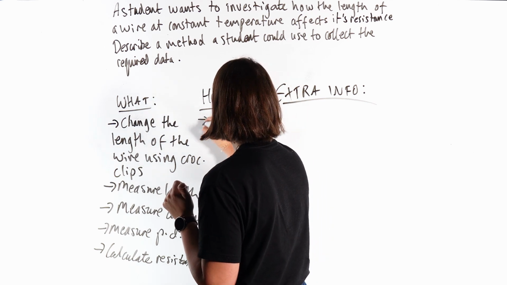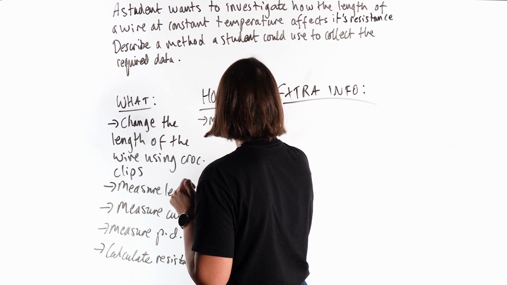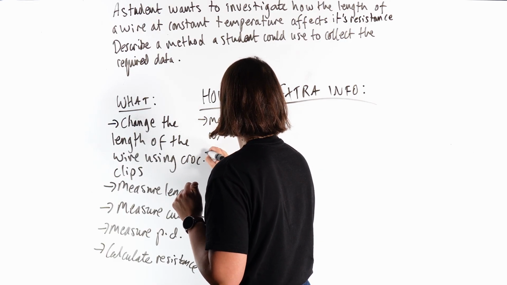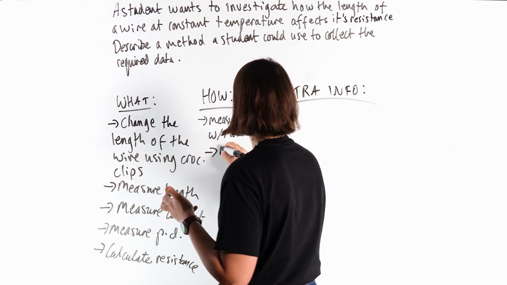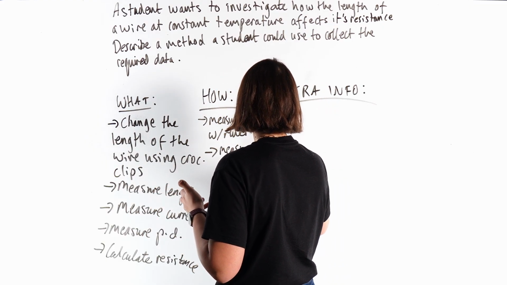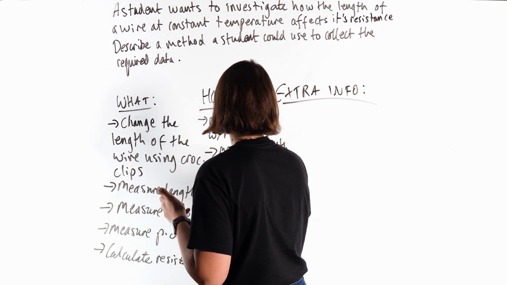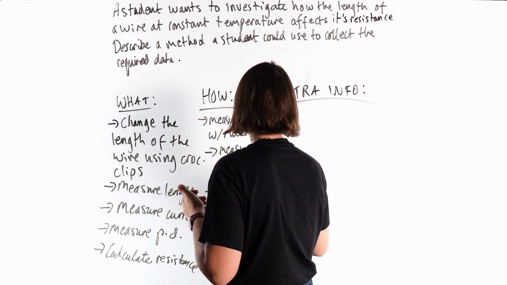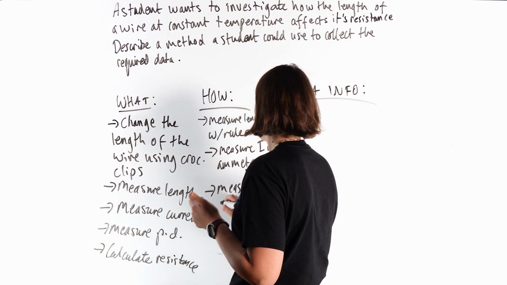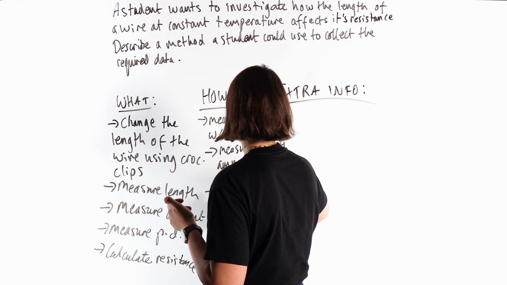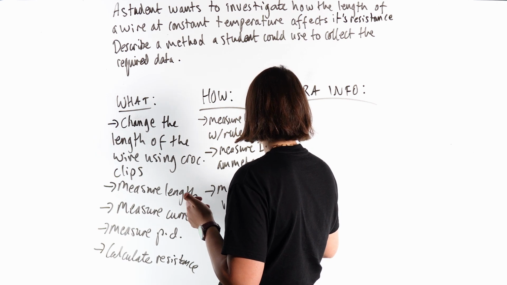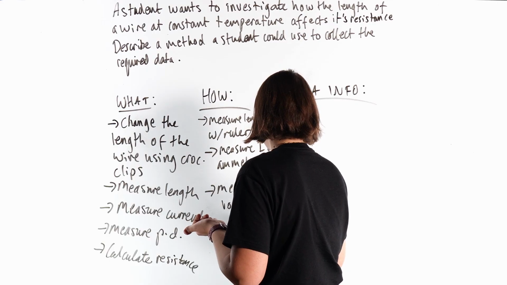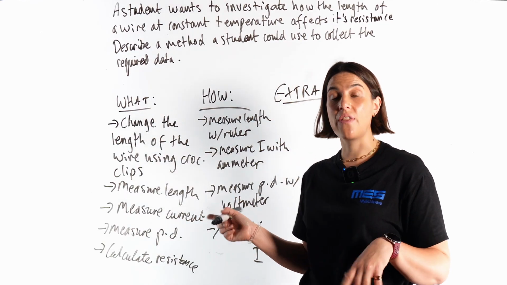I'm going to measure the length with a ruler. I'm going to measure the current with an ammeter. I'm going to measure the potential difference with a voltmeter. Let's try that again. Voltmeter. And then I'm going to calculate the resistance using that equation right there.